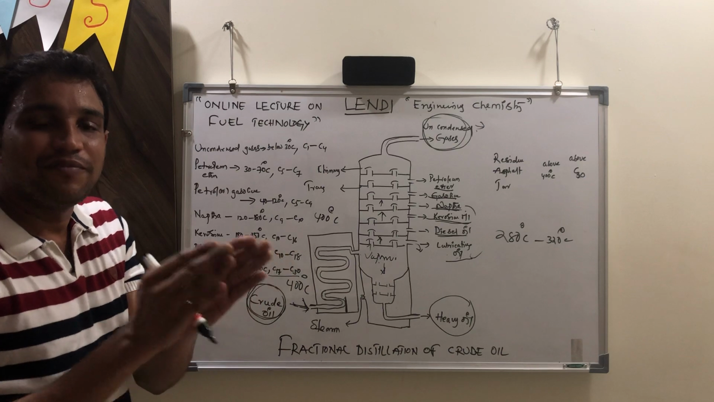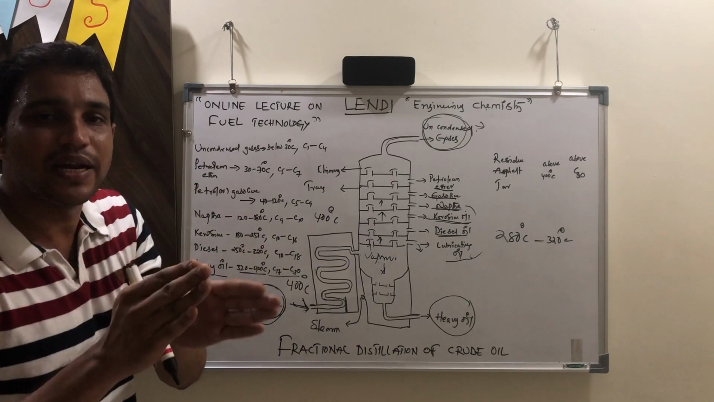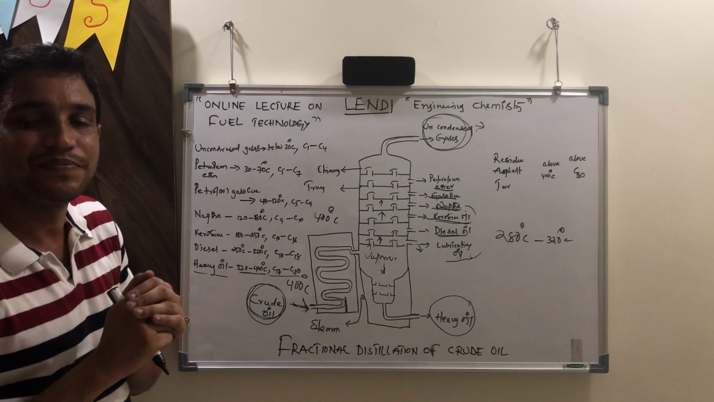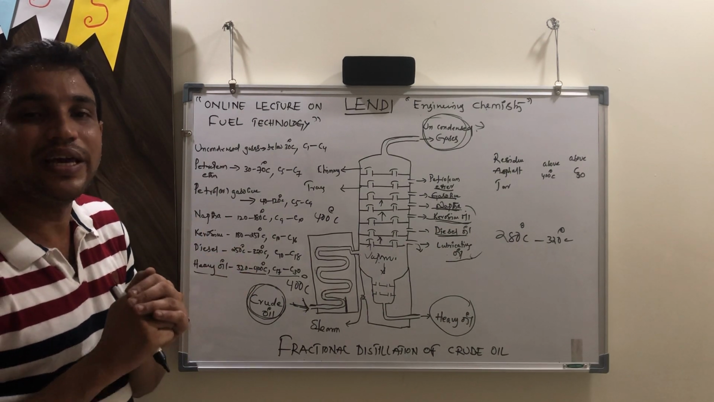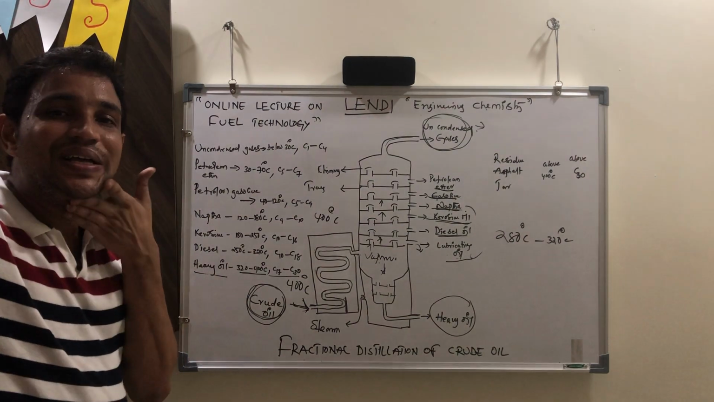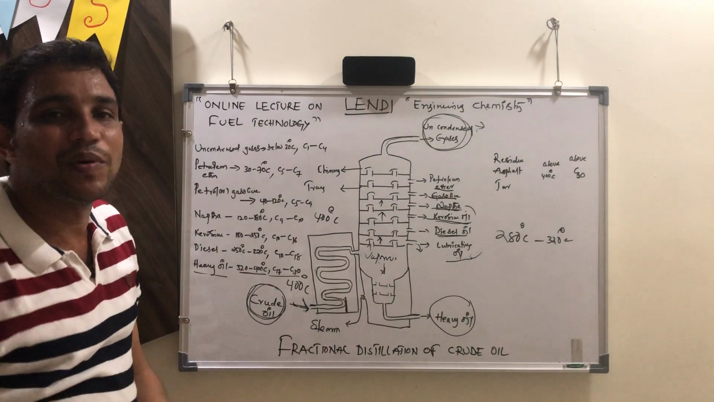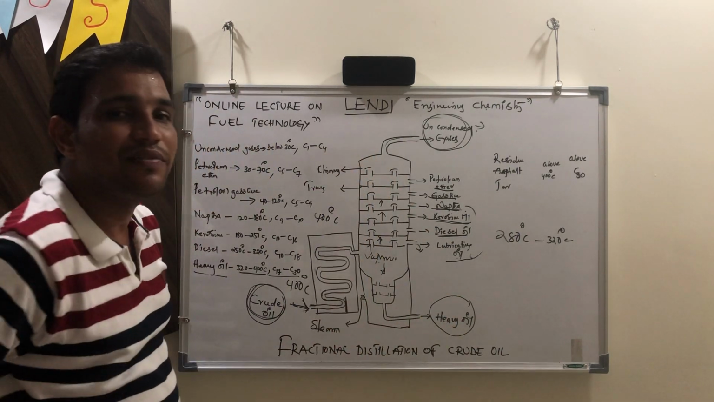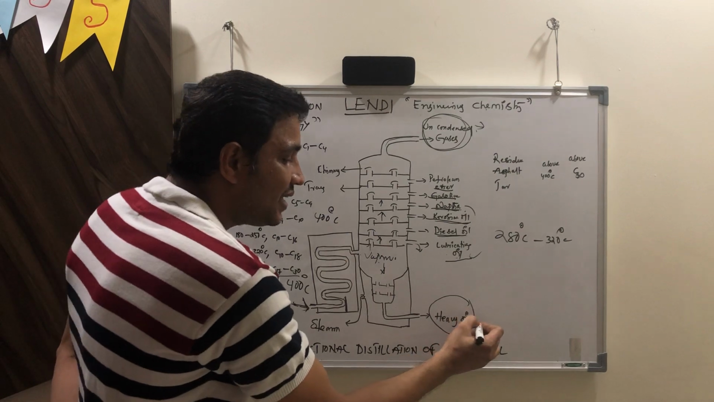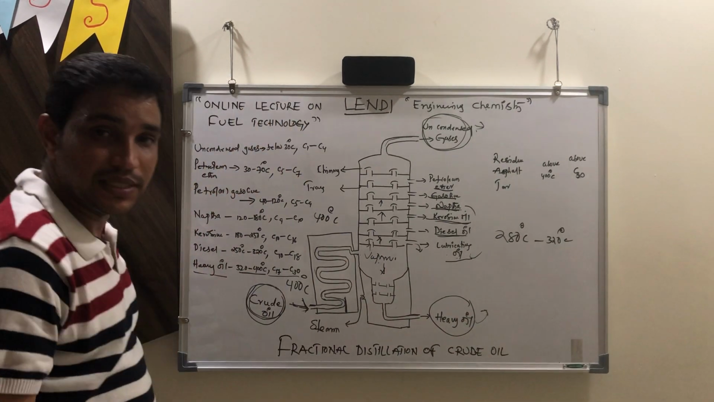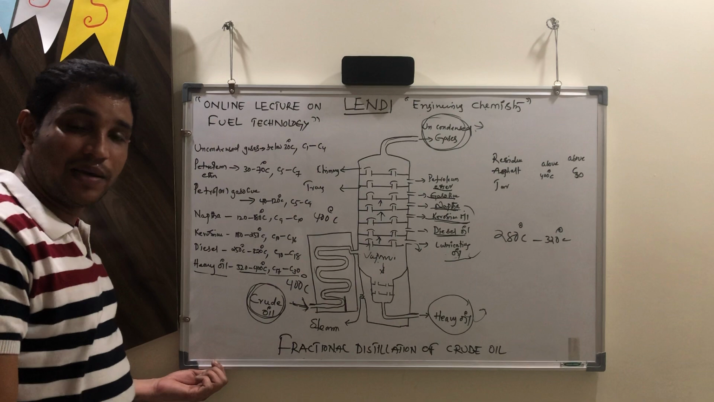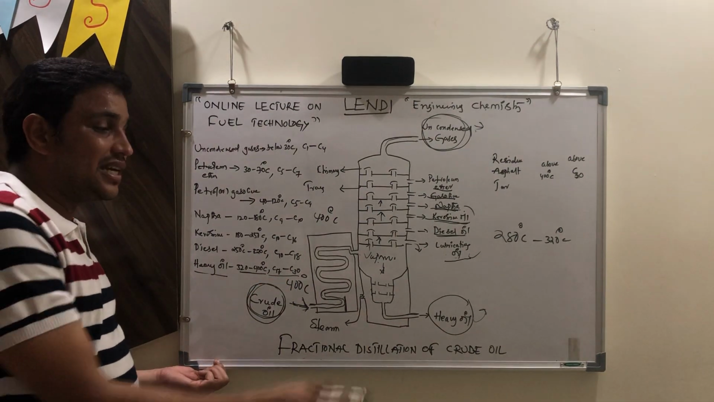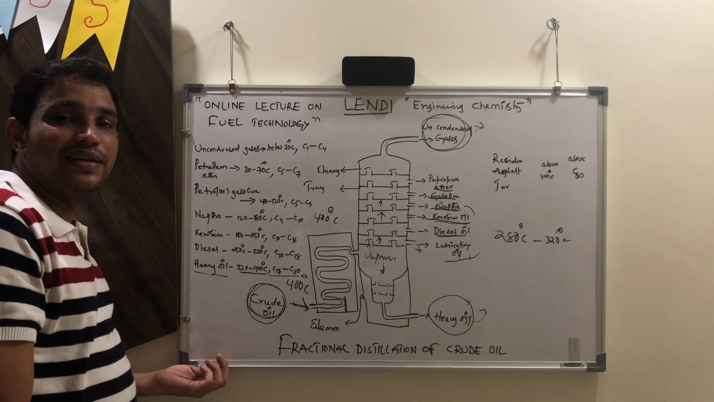The fractions which have a rich carbon number will become liquid first. Why? Because they will have high boiling points. The high boiling point fractions will become liquids first. Heavy oil has C17 to C30 carbons, meaning it has a high boiling point, very close to 400 degrees Celsius. That's why it becomes liquid first.